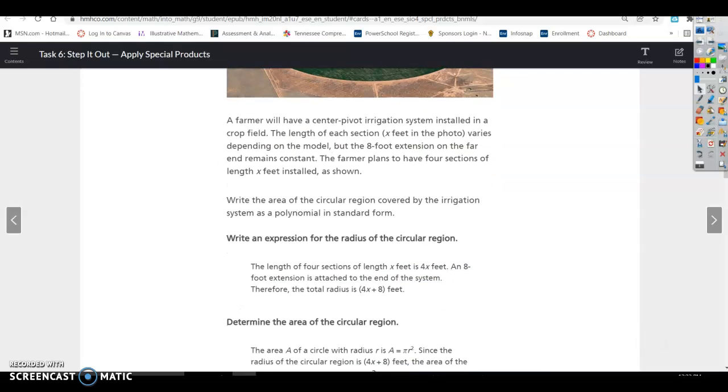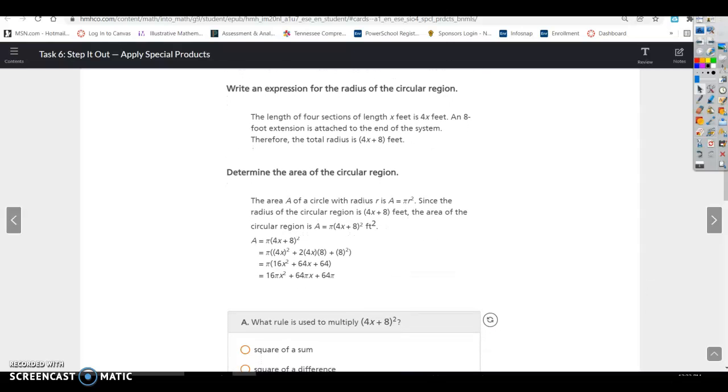All right, so the first thing you need to know is what is the formula for a circle. It says write an expression for the radius of a circular region. So the area of a circle is area equals pi r squared. So we have to find the area, so we have to find the length of the radius, which is our r in the formula. So the length of the 4 sections is x feet, so there's 4x feet, and there's an 8-foot extension. So we can label this as 4x plus 8, and that would represent our radius.